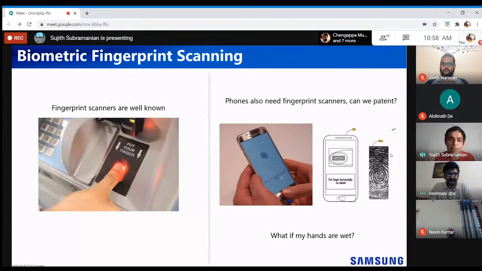How can I still give the same experience? How can I ensure that the unlock is fast, it is still secure, and the user does not have to keep putting the finger in all directions, wiping his hand, and again putting it back? How can I give that?